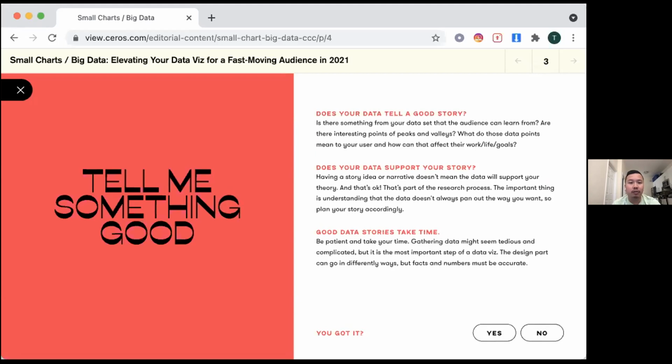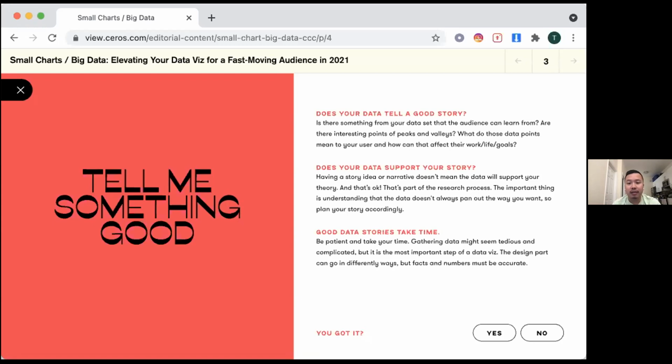That's a really big question to ask. Does your data support your story? Just because you have a story idea or a narrative doesn't mean the data will always support your theory. There are many times where we would start a project, we would come up with something in mind, thinking the data would elevate the idea. And then once we do the research, it just ends up becoming a flat, uninteresting outcome. And that's really okay. That's really part of the research process. The important thing is understanding that there's a chance your data may not turn out the way you want it to be. So plan your story accordingly and know when to pivot if need be.